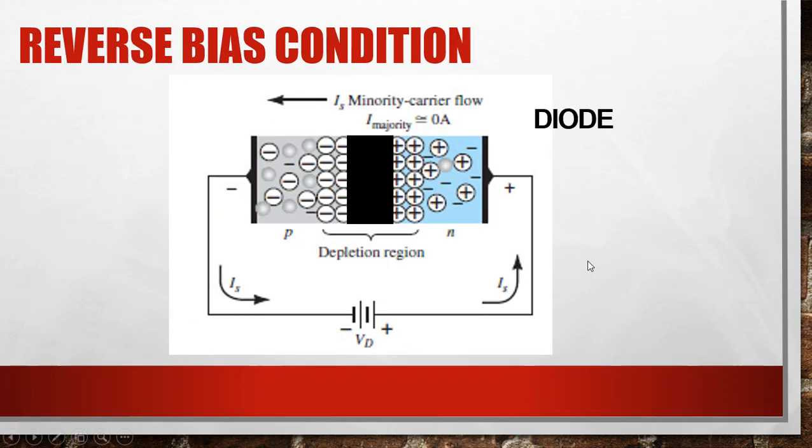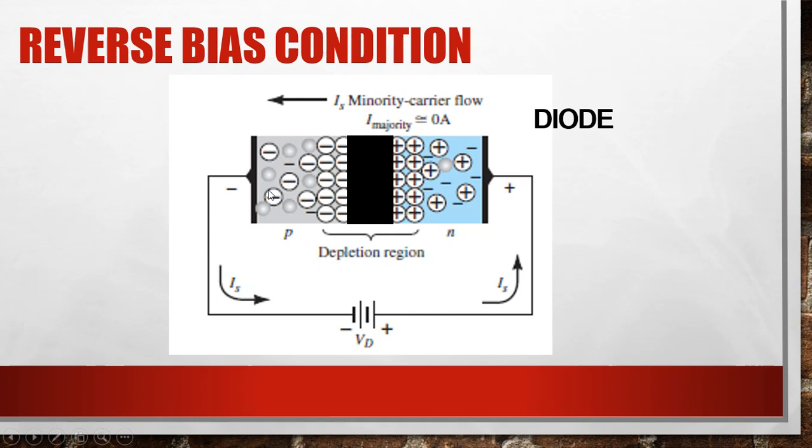Now on reverse bias condition. The diode acts as an open switch. Sa reverse bias, positive terminal is connected sa cathode and negative terminal is connected sa anode.